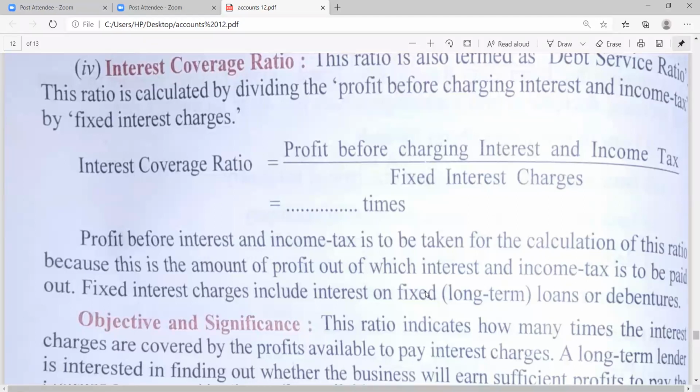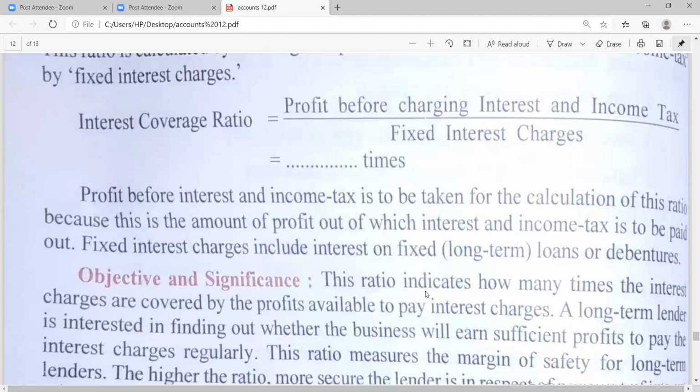Now the question arises, why is the profit before charging interest and income tax used? The profit before interest and income tax is taken for the calculation of this ratio, because this is the amount of profit out of which interest and income tax is to be paid. And fixed interest charges include interest on fixed, the long-term loans or debentures. What is the objective of calculating this ratio? This ratio indicates how many times the interest charges are covered by the profit available to pay the interest charges.